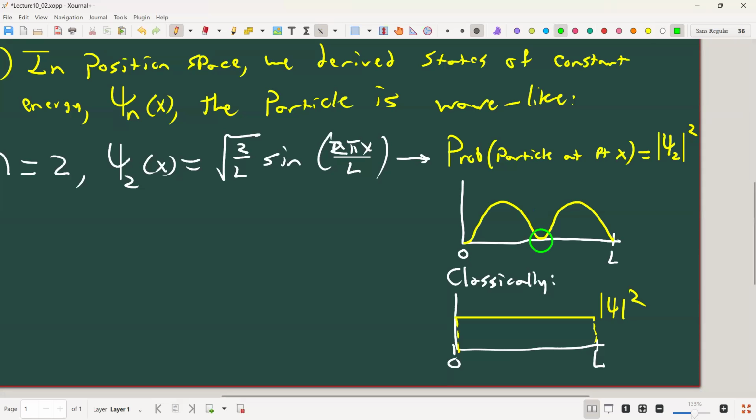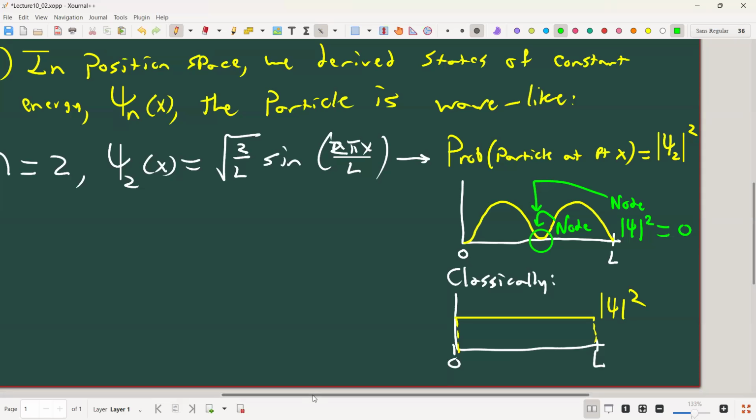And of course, we call these nodes, right, which is where psi squared is 0. The points where psi squared is 0. So there are defined points in the middle of the box, and as n gets bigger, there are more and more of them, where you're not going to find the particle, which is completely opposite of what we would expect for a random collection of bouncing balls in our box. So this is an important point. It shows that we have very different behavior.